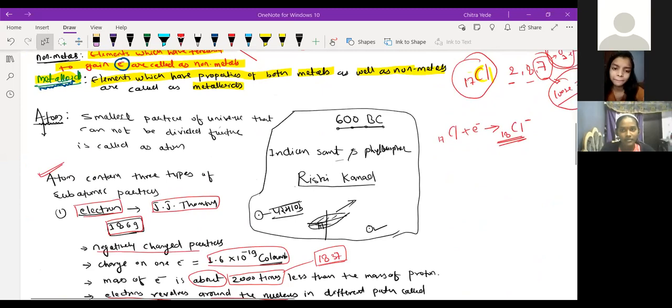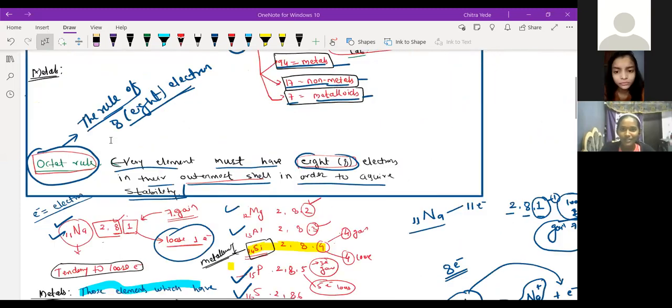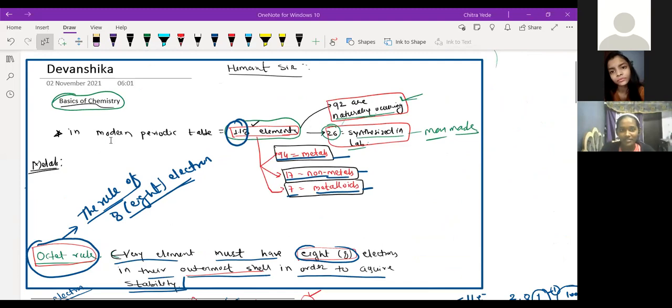What about you, Devanshika? Smallest particle which cannot be divided. Yes, the smallest particle of the universe that cannot be divided further is called an atom.